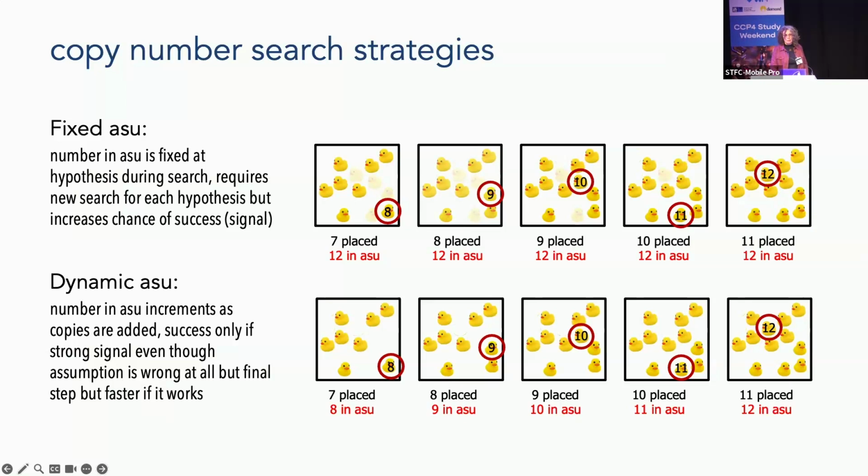asymmetric unit. If you are getting a good signal by searching sequentially, so this is looking for the 8th in 8, and then the 9th in 9, and then the 10th in 10 as you're going along, sometimes that search strategy will work even though it's suboptimal, but it's a lot faster. So these are 2 ways of looking at your copy number searches, which I'm calling our fixed and dynamic search strategy for the asymmetric unit components.